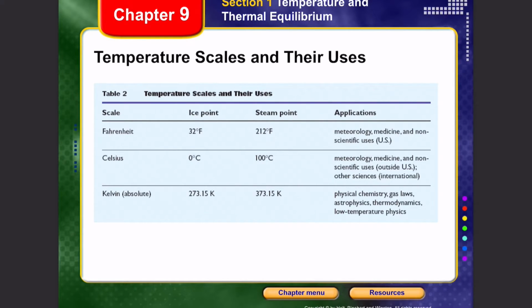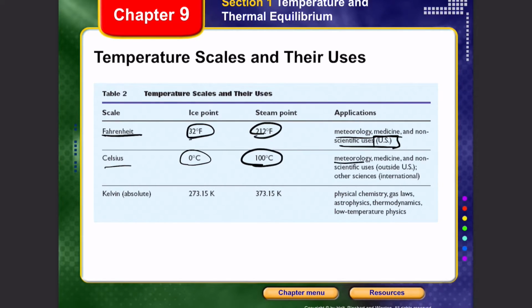So again, what are the common examples of Fahrenheit use? The ice point in Fahrenheit is 32 and the steam point is 212. Applications are generally in meteorology, medicine, and non-scientific uses, mostly in the United States. And you have Celsius, where the ice point is 0 degrees centigrade and the steam point is 100 degrees centigrade. Applications involve meteorology, medicine, and non-scientific uses outside the US and other sciences internationally.